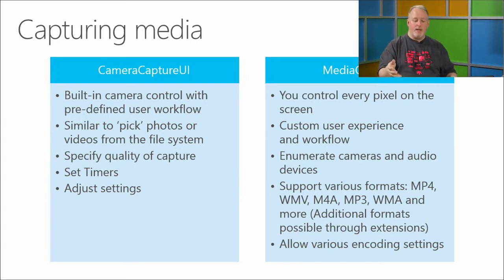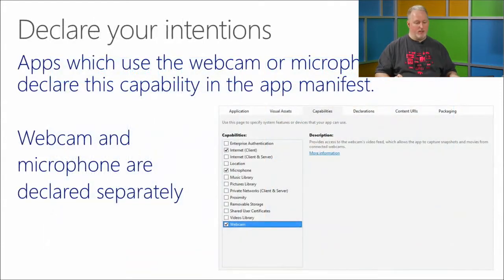In that case, you use the media capture APIs, and that lets you control every pixel of the screen, and you can render the results out to different stuff. You can render the preview out to different elements on the screen, and again, you have full control over the UI in that case. Either way, the first thing that you need to do is you need to declare your intentions. Webcam and microphone, as you can imagine, have one or two privacy implications, right?